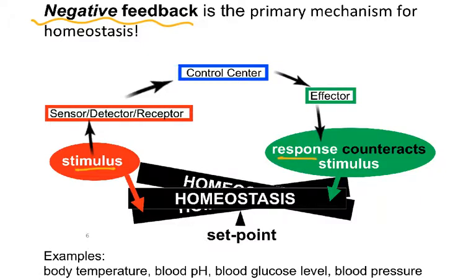Stimulus, you've got the response, and we've got all of the different elements in what we might call a homeostatic mechanism: some sort of sensor, a control center, an effector. The important point is that the response counteracts the original stimulus. A couple examples that we'll be talking about in this course: maintenance of stable body temperature, the acidity or alkalinity of the blood, the level of blood glucose, blood pressure.